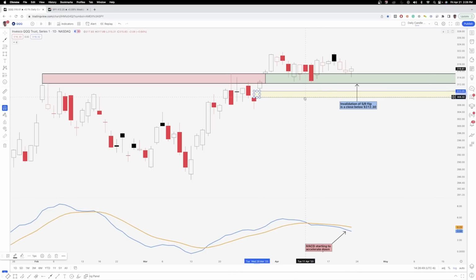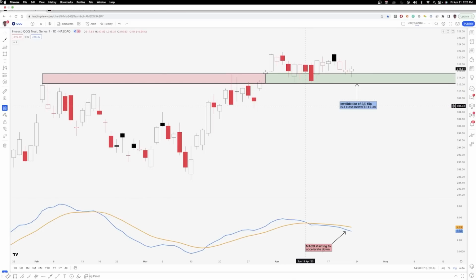That's where it would fill. So if you do have a daily close below that 312.30, then that gap below would be your target to the downside, and then you reevaluate from there.